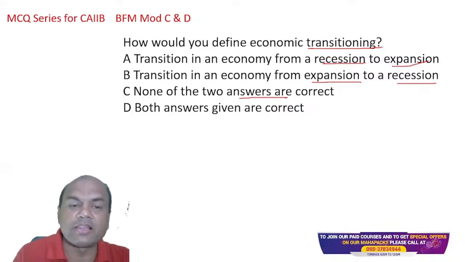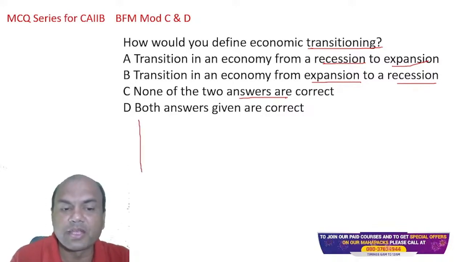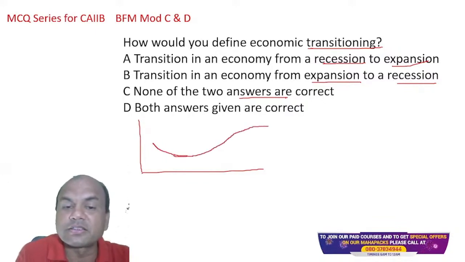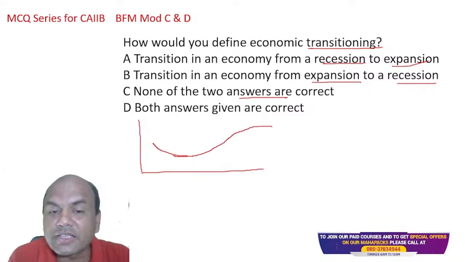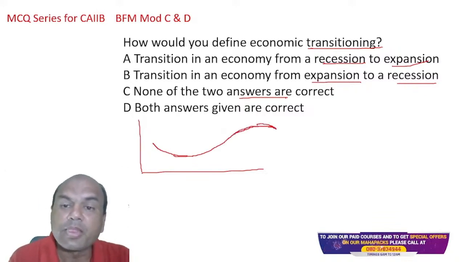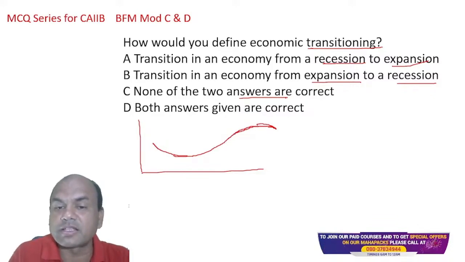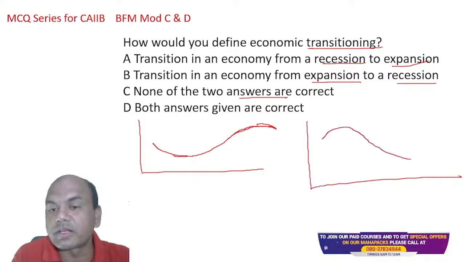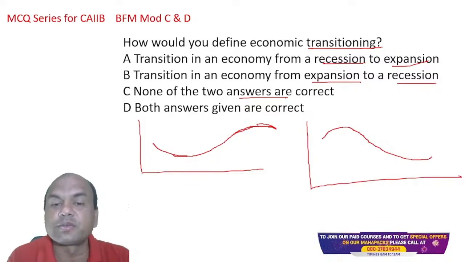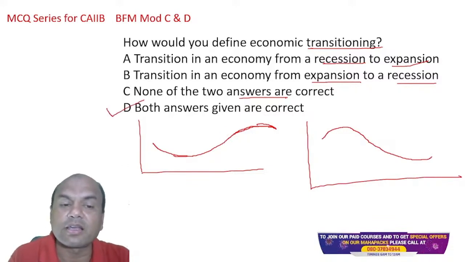See here, A. Let's plot this curve of A. Recession to expansion. Recession means it will be first like this. Recession means inverted curve, right? To expansion, so it will be like this. So what is this? Again, it is a hump. Look at this, it is a hump somewhere. So this is also true. From expansion to recession, B. Let's plot this B. So expansion to recession, this is also true. So both are transition curves only. So both the answers are correct.